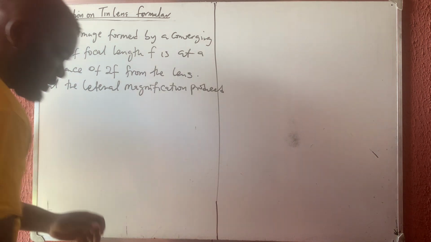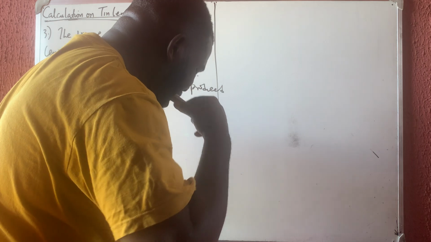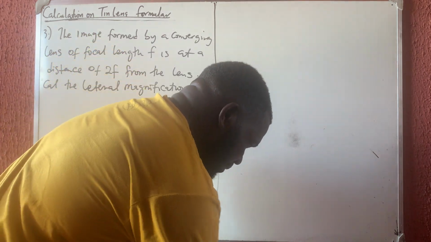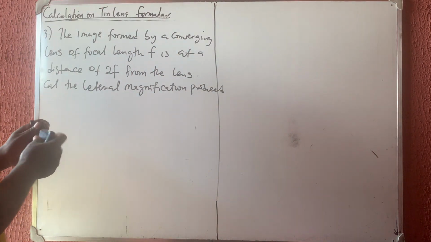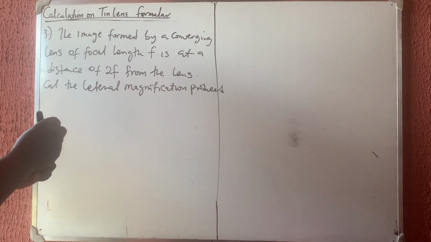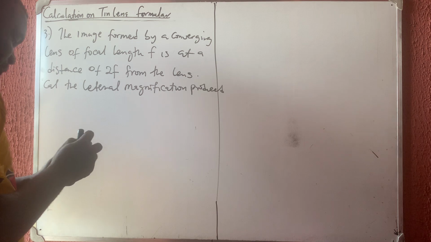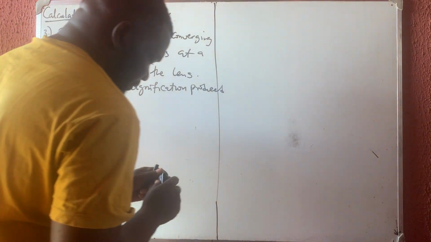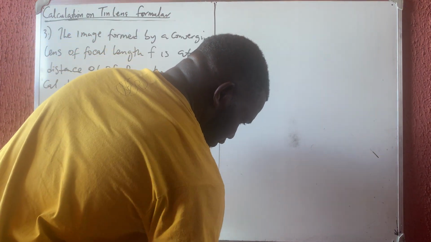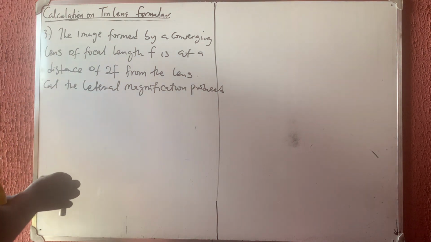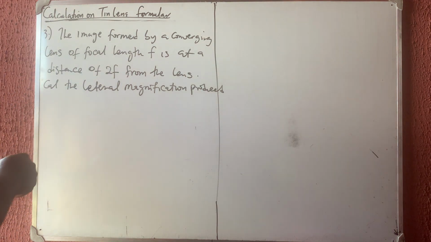Okay, calculate the literal magnification produced. Let me refill my marker. So now, as I'm refilling this marker, be thinking of what the answer is. Be solving it by yourself to know if you can get the answer while I'm refilling my marker. Now I hope you have gotten the answer. Now look at what they said.